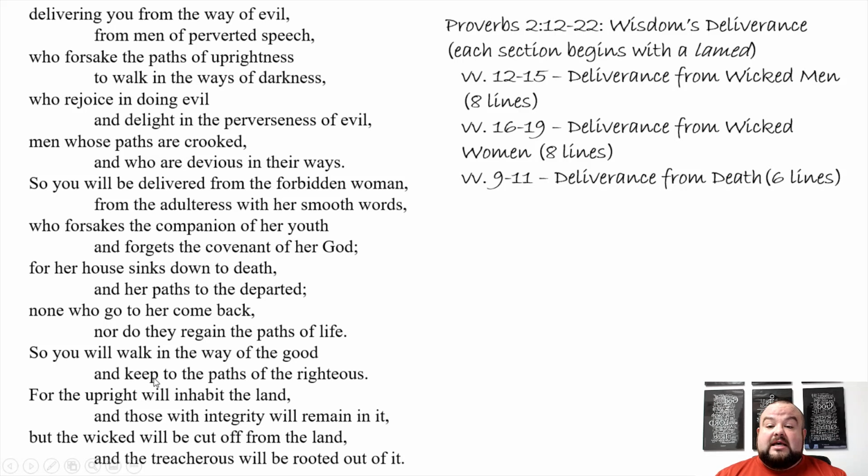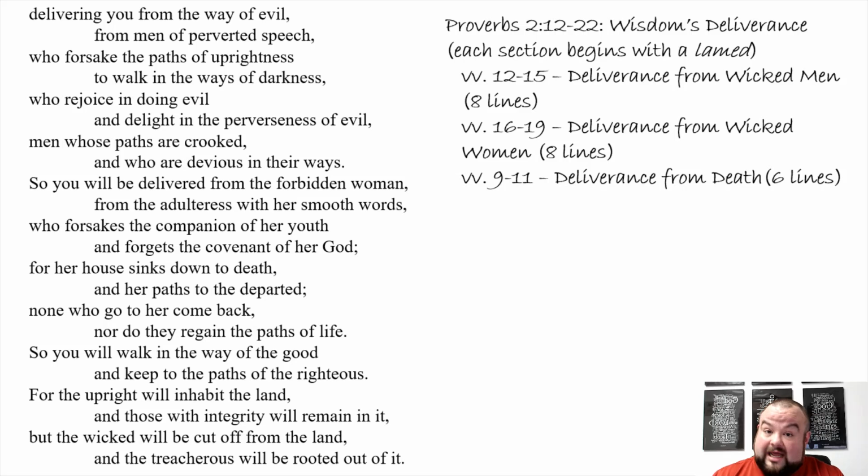He says that the wisdom is going to deliver us from evil, from men of perverted speech, who forsake the paths of uprightness to walk in the ways of darkness, who rejoice in doing evil and delight in the perverseness of evil, men whose paths are crooked and who are devious in their ways.